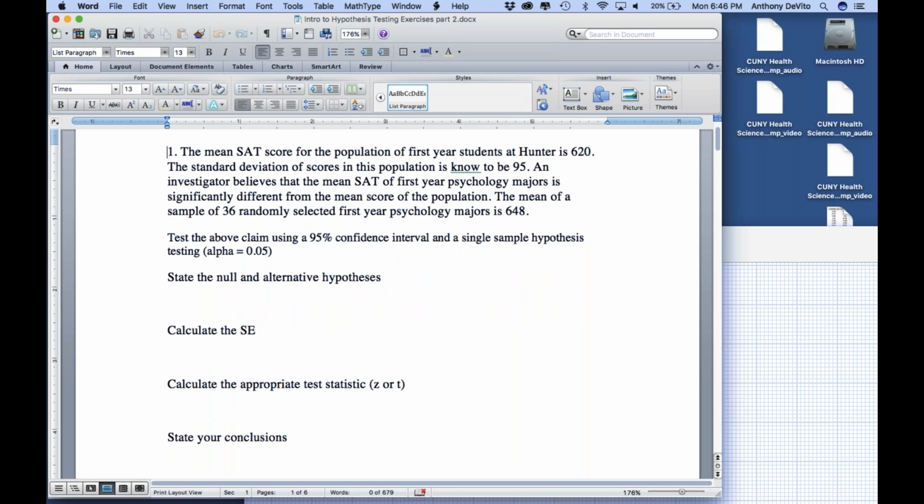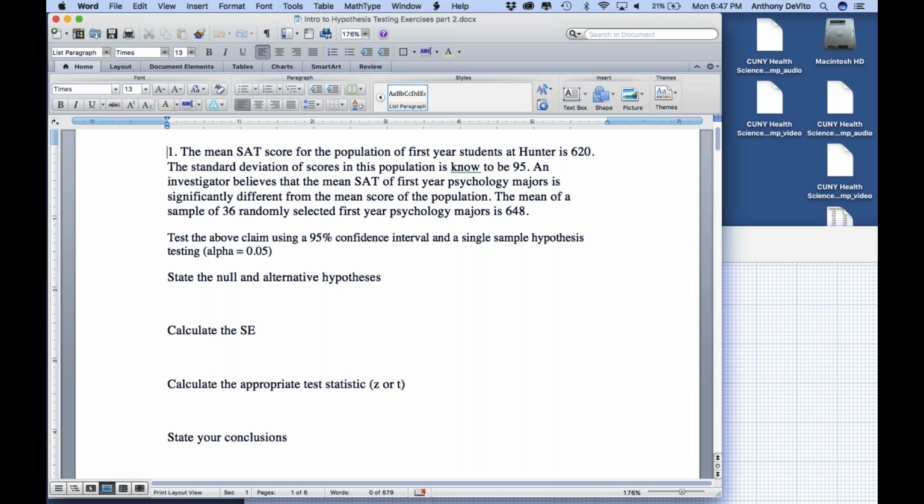Let's say they sampled every student at Hunter, and they found that the average SAT score for first-year students at Hunter is 620, whatever, humanities or something like that. The standard deviation for the score in that population is 95. We went over this for confidence intervals; now we're going to look at it from the perspective of a hypothesis test.